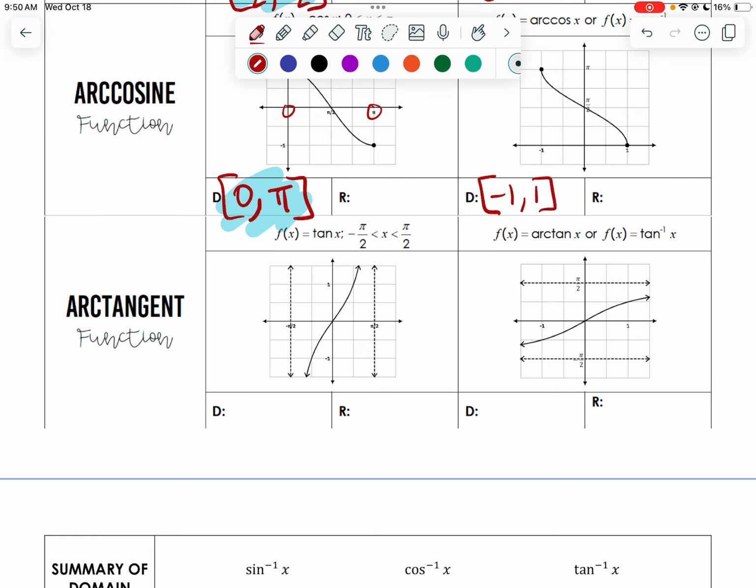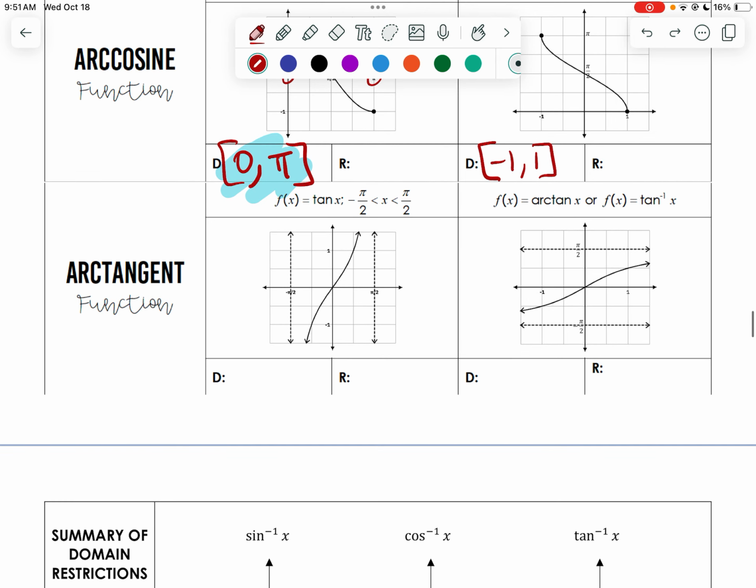And then tangent, that one's a little weird. That one is actually between two asymptotes, and it just keeps going. So the tangent function is restricted between negative pi over 2 and positive pi over 2. Now this one actually has asymptotes. We'll talk about this when we get into graphing. So that one uses parentheses, not brackets. And then if you do the inverse of that, then the domain is actually negative infinity to infinity. But again, this is the important part we're looking at.